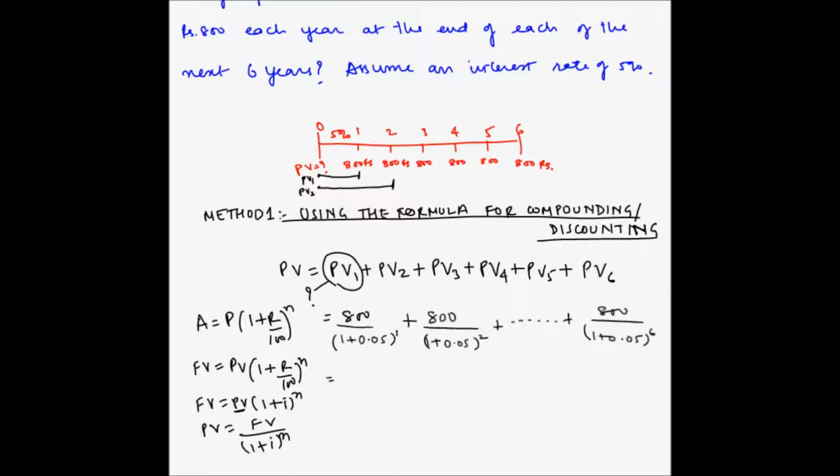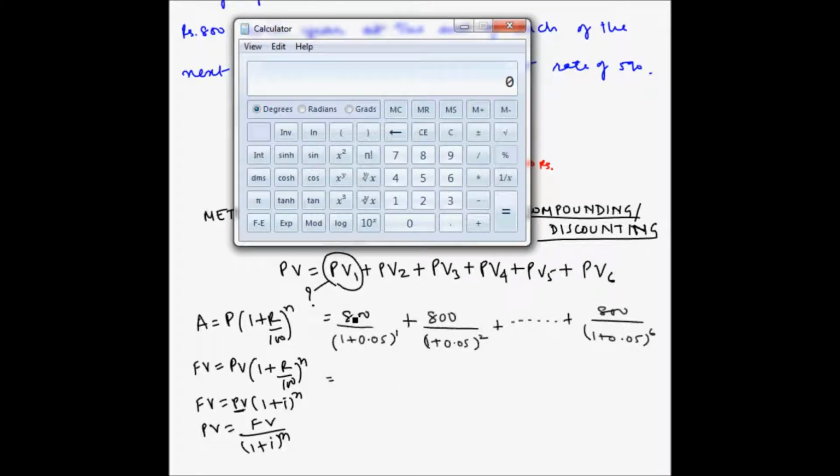Now let me pull my calculator here. So 800 divided by 1.05, so this comes out to 761.9.